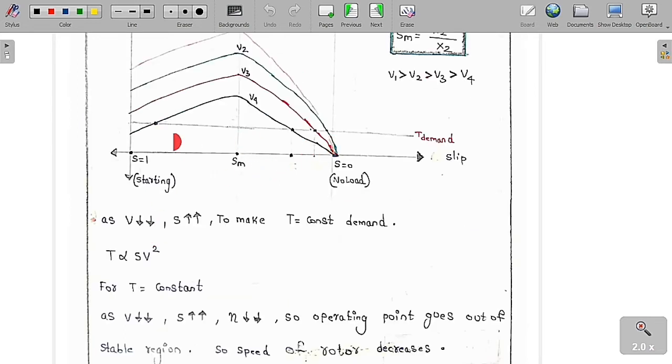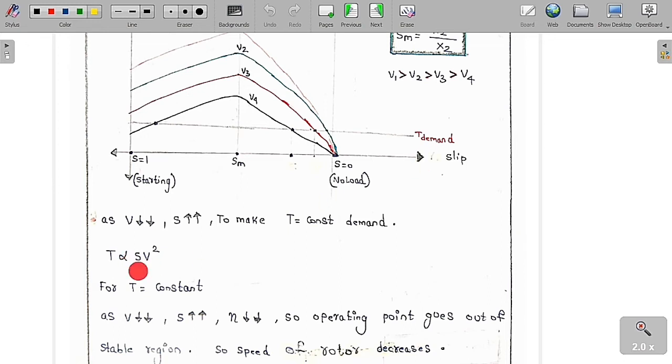Let me take some torque demand. Let me take one straight line passing like this. This is called the torque demand by load. See, as the voltage decreases, as you can clearly see, the slip will increase. You can see the point is moving like this, so slip will increase. Demand torque is equal to constant demand. As the voltage decreases, the slip will increase, because to make the torque equal to constant demand. Then what is going to happen?